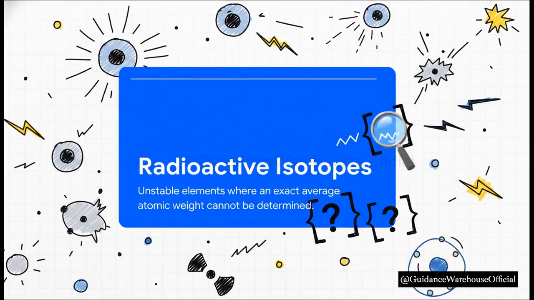Those square brackets represent elements that are highly unstable and radioactive. Think uranium, polonium, or technetium. Because their isotopes vary wildly and are constantly breaking down, chemists literally cannot lock down an exact average atomic weight for them. It's just moving too much. So the number you see in the brackets, that just indicates the approximate mass of their most stable form.